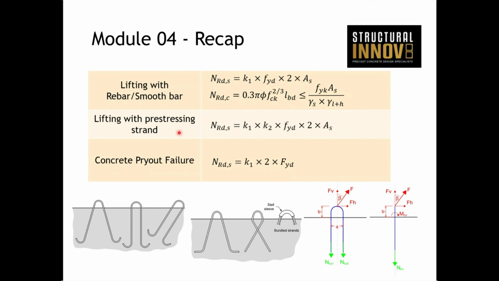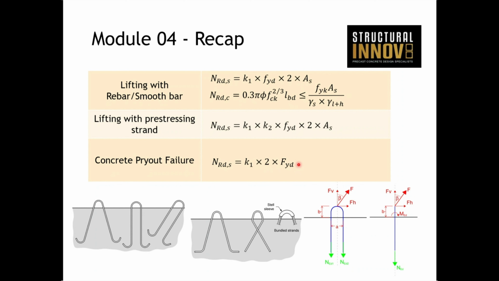When we went on to pre-stressing strand, we had a similar formula again, except we had the introduction of this K2 factor. This K2 factor was there to represent if you're bundling bars together. There's a reduction. You don't get the full capacity of all bundled strands. And similarly, then we had, as I said, this is supposed to be wire loops, I'll correct that. K1 times 2 times FYD, and this is the breaking strength of the wire loop. It's not something that you can calculate too easily.